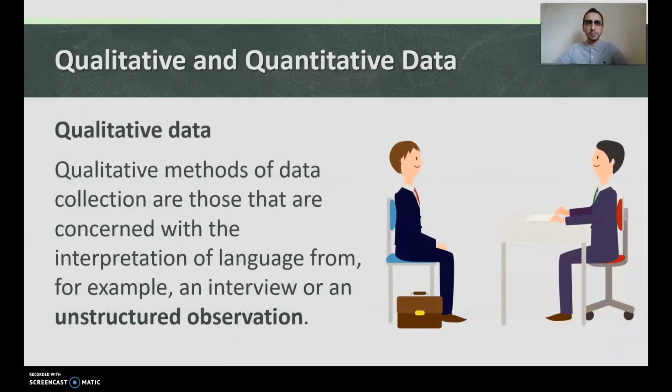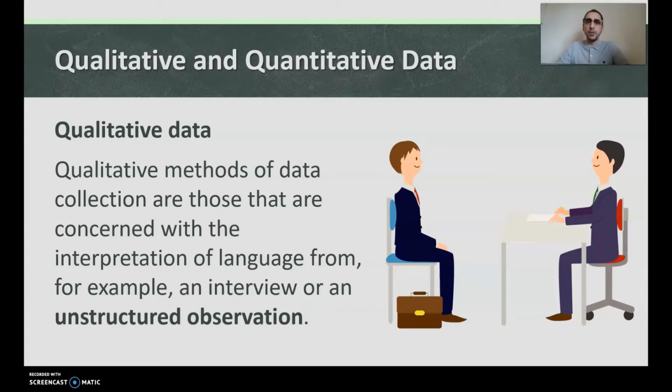You with me so far? Good. Qualitative methods of data collection are those that are concerned with the interpretation of language, for example, an interview or an unstructured observation. An unstructured observation is where I'm literally writing down every single thing that's going on, every single piece of information, everything that everyone says, okay? It usually works best if there's only like 1 or 2 people, or if it was like a therapy session with 1 or a couple or something like that. That's when unstructured observations are most useful.